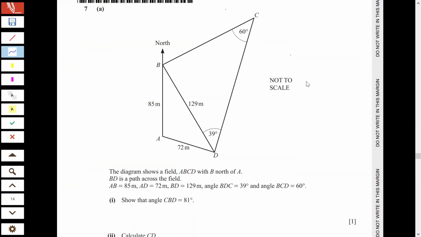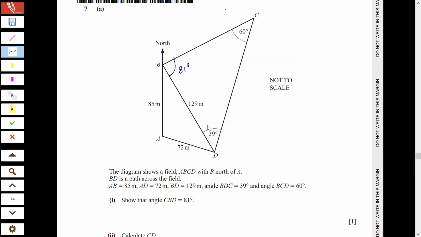The diagram shows a field ABCD with B north of A. BD is a path across the field. AB is 85 meters, AD is 72 meters, BD is 129 meters. Angle BDC is 39 degrees, and angle BCD is 60 degrees. Show that angle CBD is 81 degrees. So you're required to show that this angle is 81 degrees.